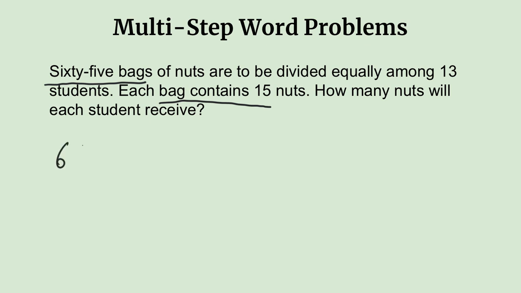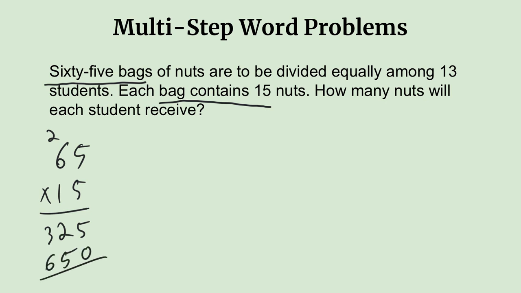So let's do 65 times 15. I might have said 13 earlier. That would be 25. 5 times 6 is 30, plus 2 is 32. 0, 5, 6. Add those together. We get 5, 7, 975 nuts.